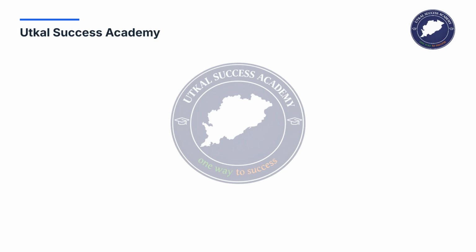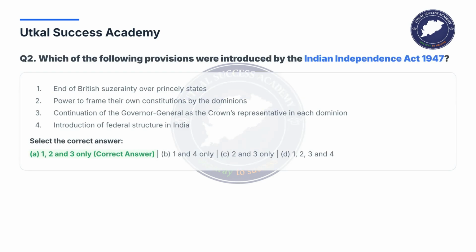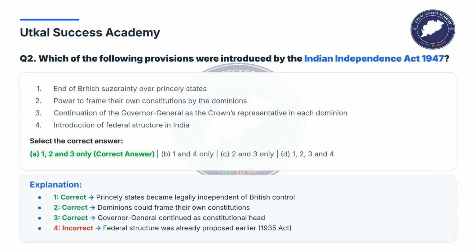Q2 asks about other provisions of the 1947 Act. Statements 1, 2, and 3 are correct. The Act ended British suzerainty over princely states, allowed dominions to frame their own constitutions, and kept the Governor-General as the Crown's representative. The federal structure was proposed earlier in 1935.